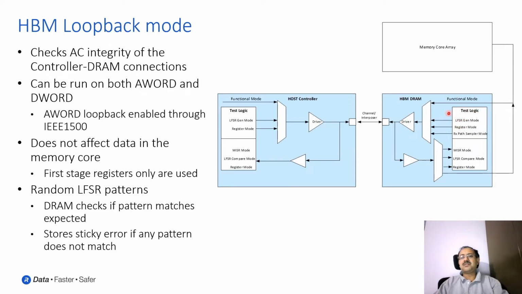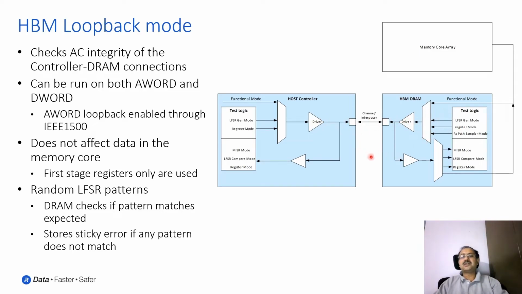And this is captured by the registers which are placed inside the HBM DRAM's receivers or in the IO stage. So this does not involve the memory core array. So anything that is written into this will only be captured at the first stage IO buffers. And there is an option to use different kinds of patterns. So this works both ways as well. What goes from the controller is captured by the DRAM.